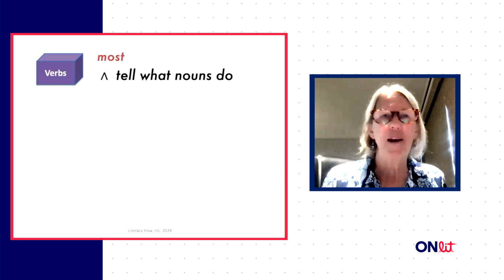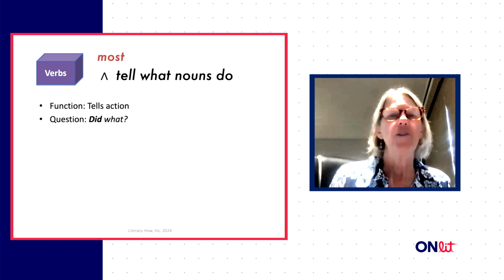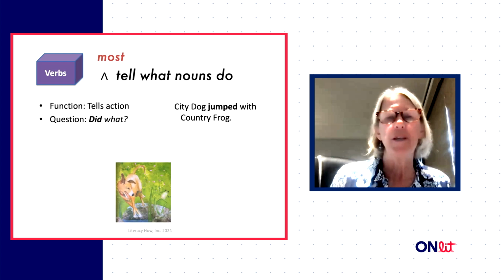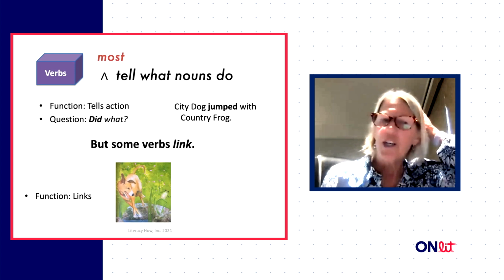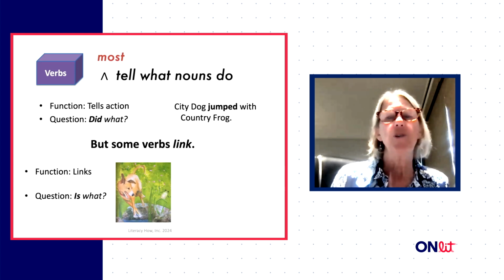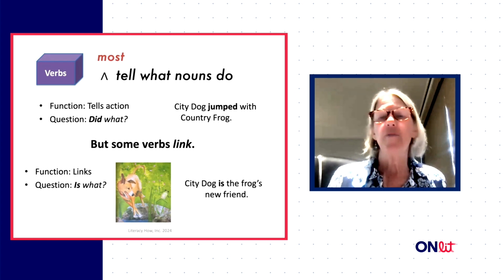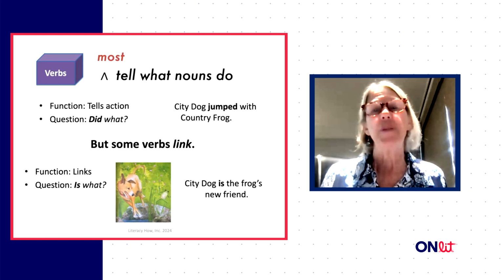Verbs, most all tell what nouns do. So they're action words. That's their function, right? They answer the question, did what? City dog did what? City dog jumped, right? But some verbs link. Okay, and what is the function of a linking verb? It links or connects, right? So you could say city dog is what? City dog is the frog's new friend. And because there's so many verbs that are linking verbs, right, we have to teach that concept early on.